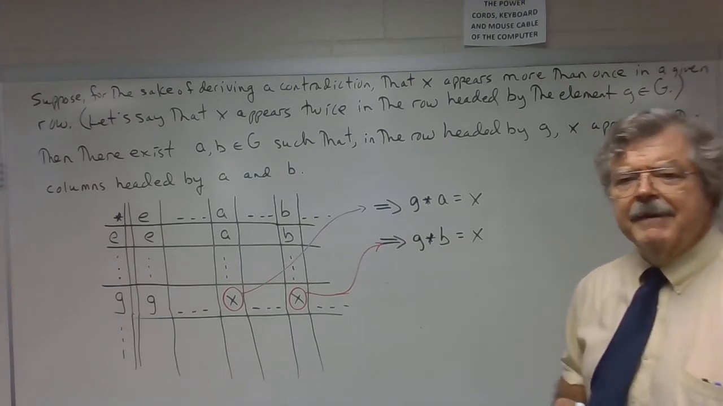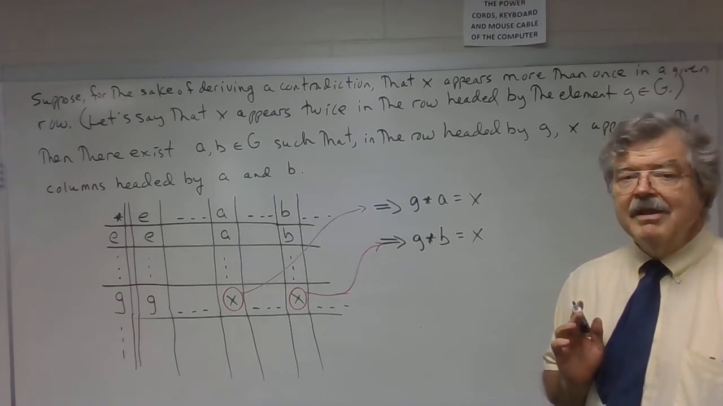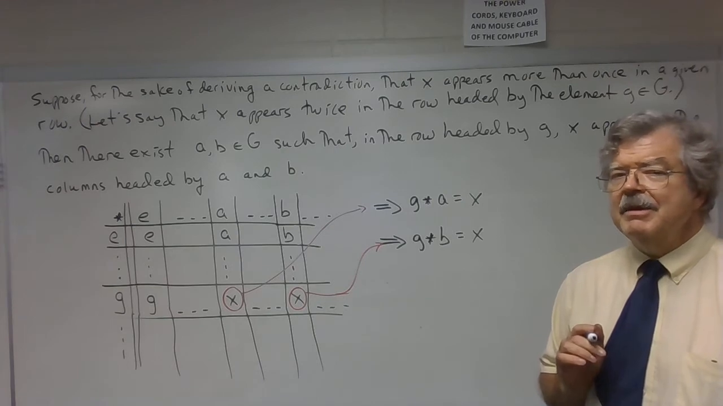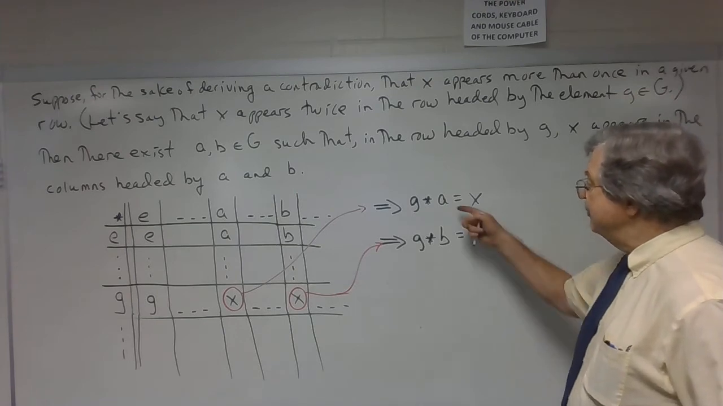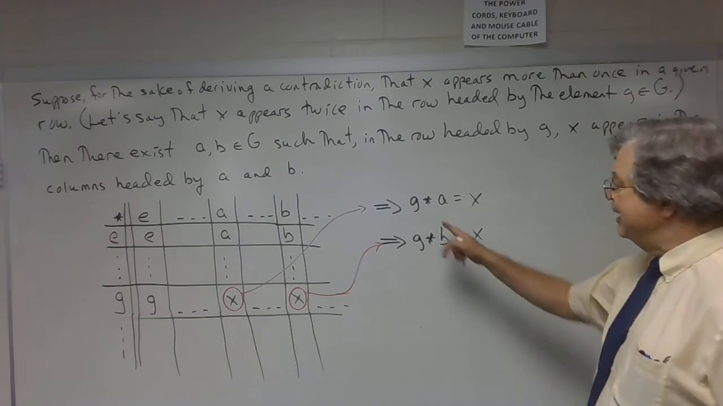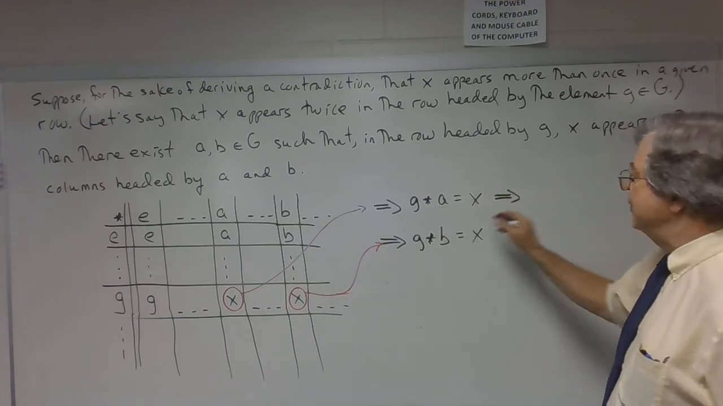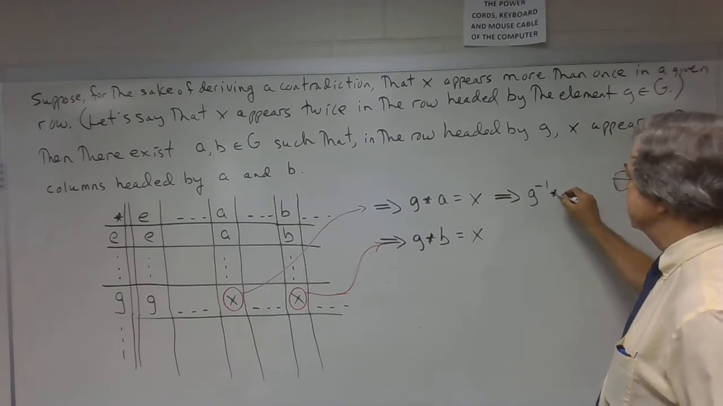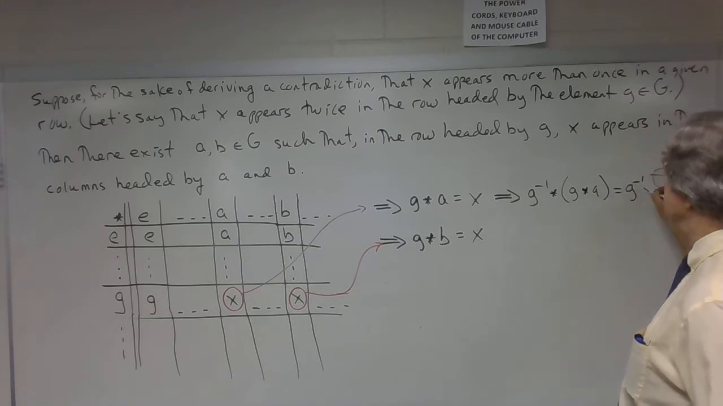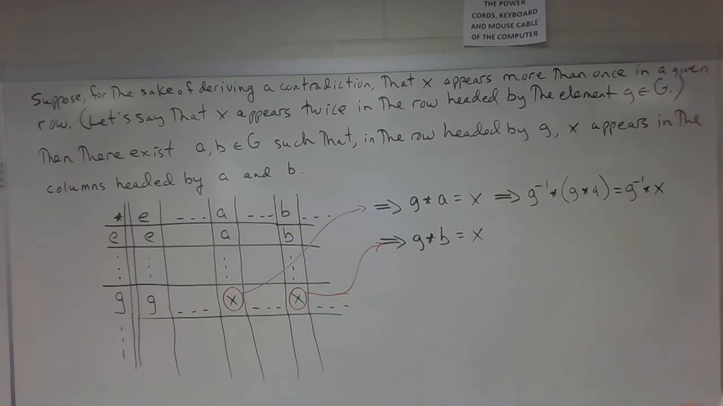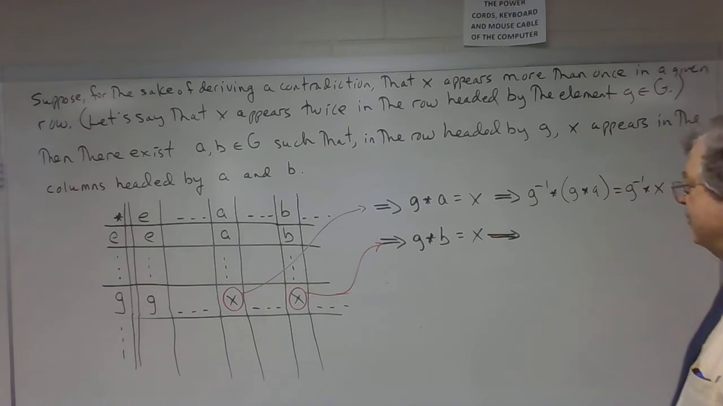Now, where do we go from here? Well, remember, every element of the group has an inverse, such that when we multiply an element by its inverse, we get the identity element. So let's multiply both sides of these equations by the inverse of G. I'm going to multiply both sides of this equation by G inverse. And I'm going to multiply both sides of this equation by G inverse.